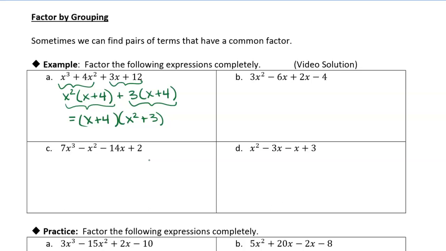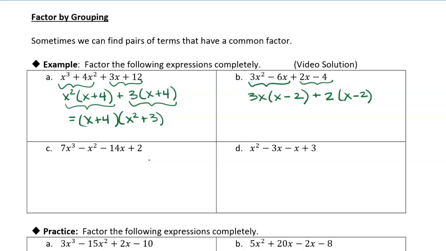All right, so again, in this next example, I'm going to look at the first two terms. I see that they both have a factor of 3 and a factor of x. So I'm going to factor out a 3x. And then what I have left is x minus 2. All right. And then the second pair of terms have a common factor of 2. So I'm going to factor out a 2, and I'm left with x minus 2.